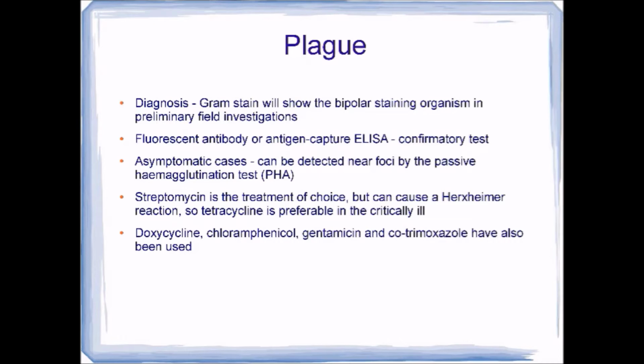Asymptomatic cases of plague are common during epidemics, and can be detected near foci by the passive hemagglutination test. For the treatment, streptomycin is the treatment of choice, but can cause a Jarisch-Herxheimer reaction, so tetracycline is preferable in the critically ill. Doxycycline, chloramphenicol, gentamicin and cotrimoxazole have also been used.